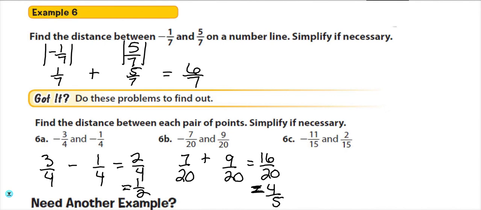Okay, let's take a look at the next part. It says 6c, which is negative 11/15, so that will be 11/15. And 2/15, which is still 2/15. Remember, absolute value just means make it positive. We're on opposite sides, so I got to first go from negative 11 to the 0, and then hop over 2 more places, so we're actually going to add them together, and that's going to make it 13, so 13/15.